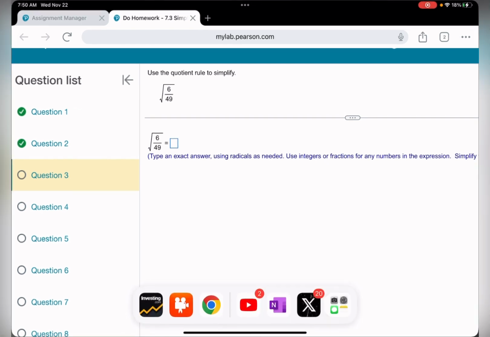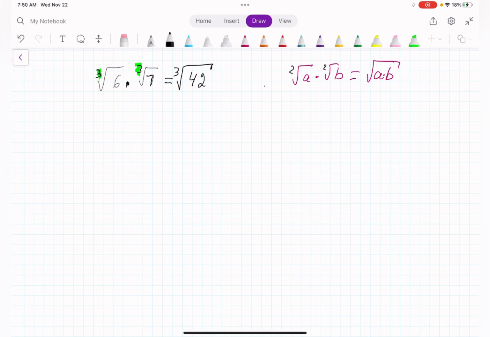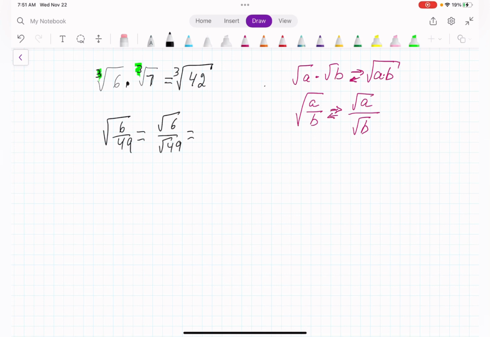Okay, square root 6 over square root 49. This I need to explain. Square root a divided by b is equal to square root a over square root b. By the way, this property goes both ways. You can break square root ab down into separate a and b, and square root a divided by b into square root a divided by square root b. So here it's going to be square root 6 over square root 49. Since nothing comes out of 6, we leave square root 6. Square root 49 is 7.